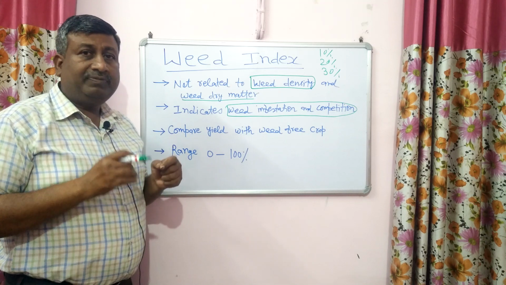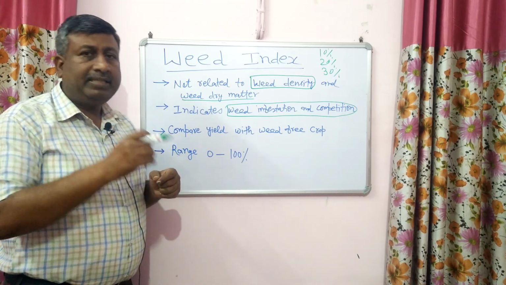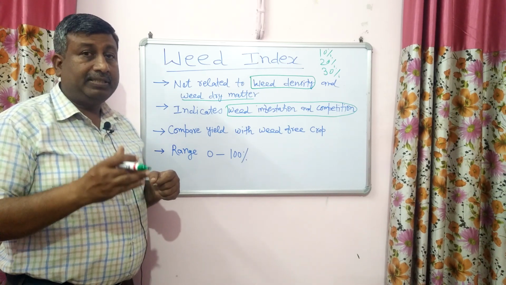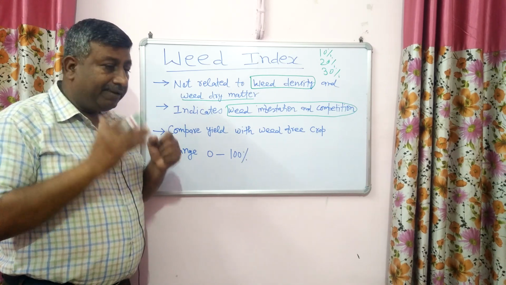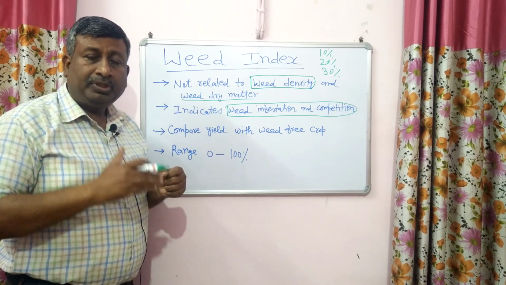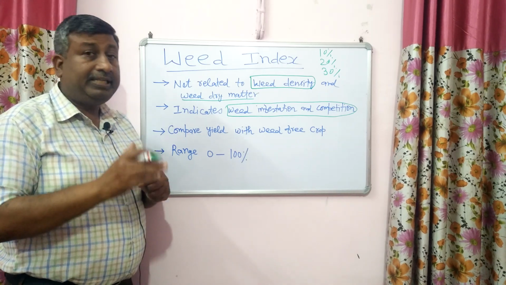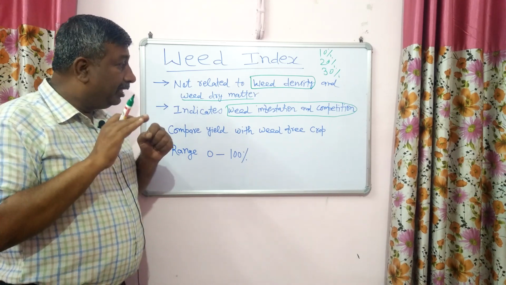So if weed index value is low, suppose 2%, 3%, 4%, then we can say that weed competition is low. As the weed index value increases, it means weed competition is increasing. तो high value अगर weed index की है तो इसका मतलब यह है कि वहां weed competition ज्यादा है. लेकिन ये weed index weed dry matter से या weed की population से calculate नहीं होती है.